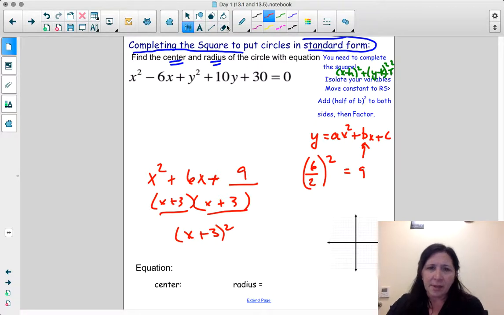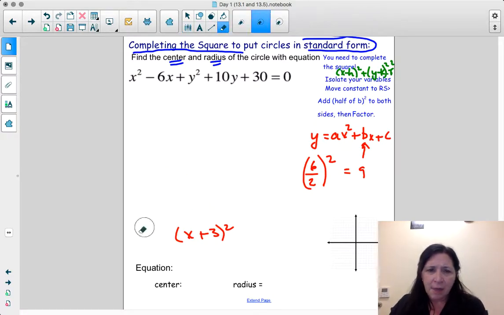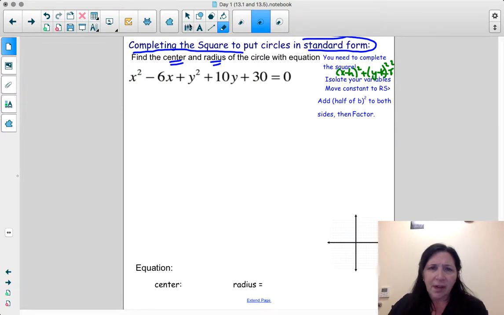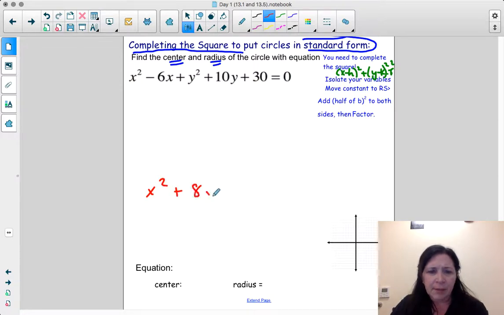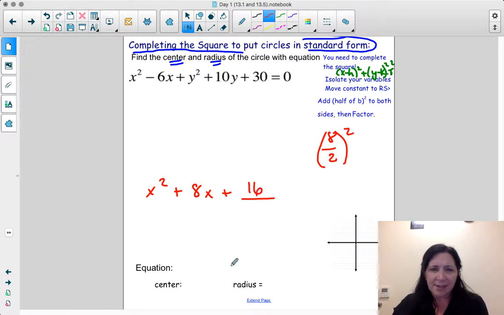Okay, let's do this again. Let's do another one. Erase all this stuff, so let's say we have x squared plus 8x. What am I going to add to this? So again, to complete the square, you're going to take half of the b term, which is 8, take half of that and square that. So half of 8 is 4. 4 squared is 16. That's completing my square.